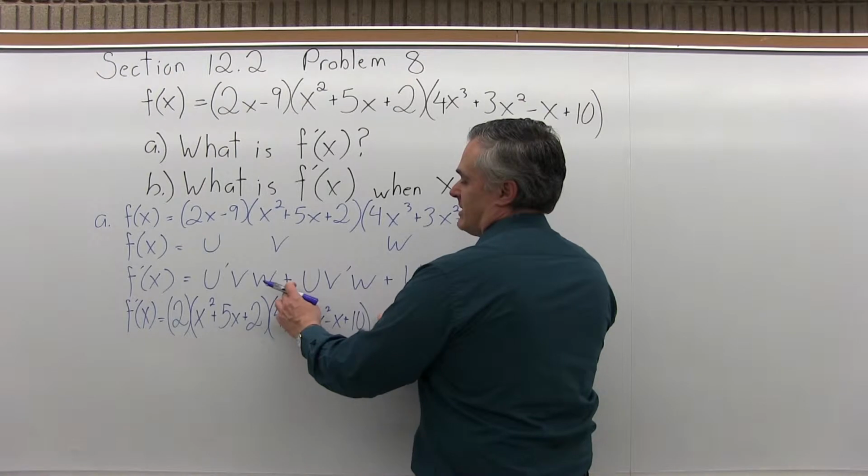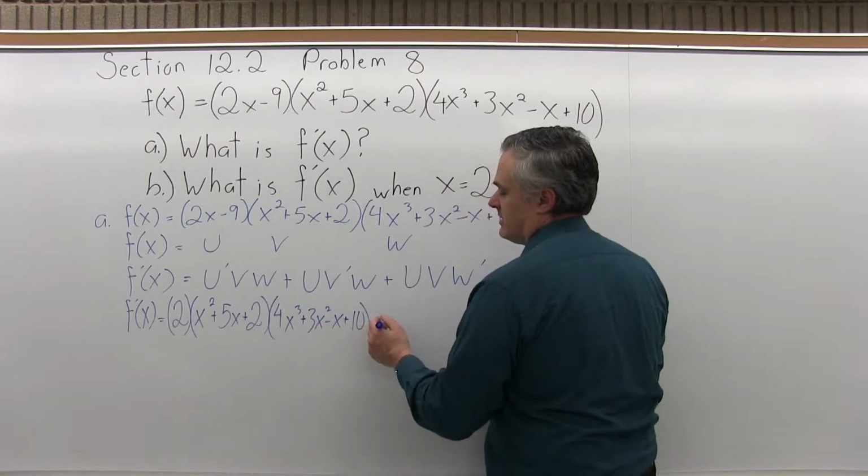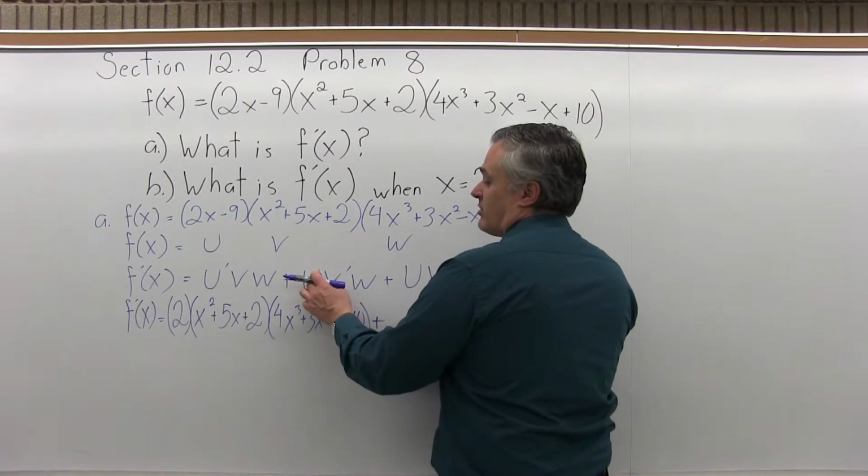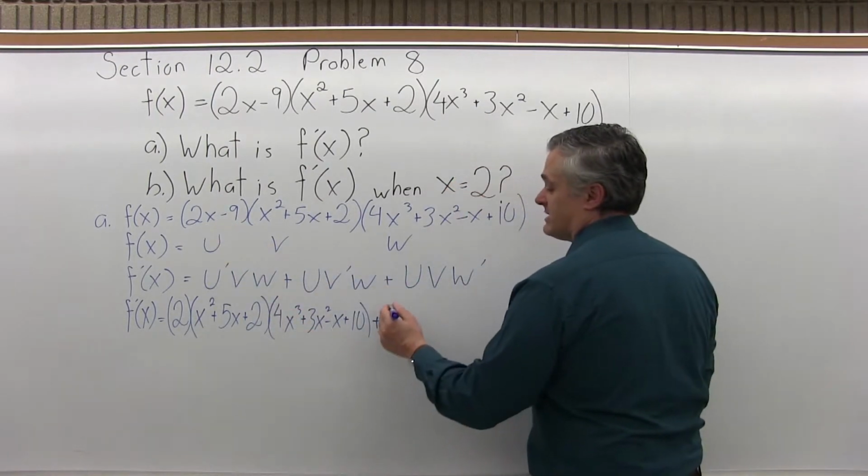Now I have plus. I'm at this plus right here, so I put plus. Now the next piece, I start with u, no prime, just u, so that's 2x minus 9, just u.